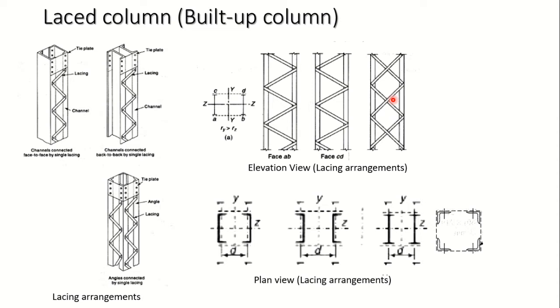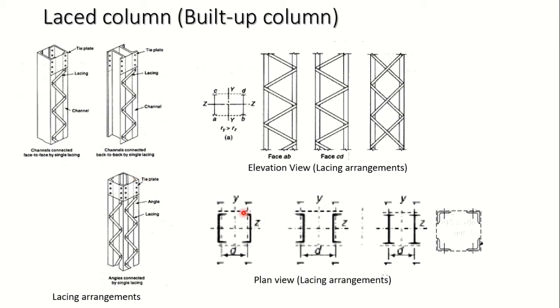In addition to this, at the ends we also provide tie plates. At the ends of the columns, at the top as well as at the bottom, the column will be provided with these tie plates, and in between there will be lacing bars provided over here. So this is about the lacing system, the arrangement.